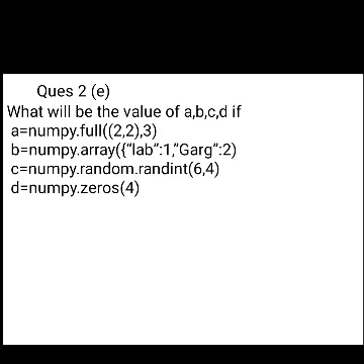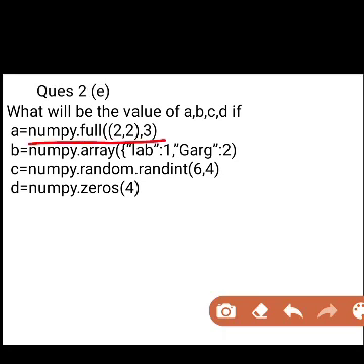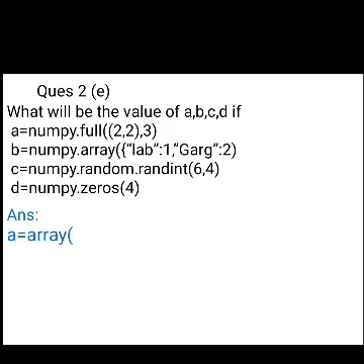Next question, question second, E part. What will be the value of A, B, C, D if the first statement given here is numpy.full((2, 2), 3)? It will create the array of 2 rows and 2 columns having all values as 3. In this way, A equals array([[3, 3], [3, 3]]).